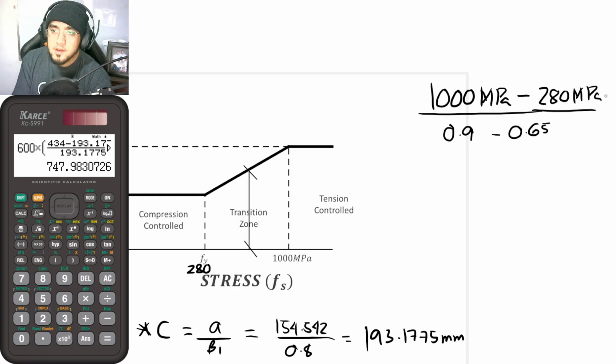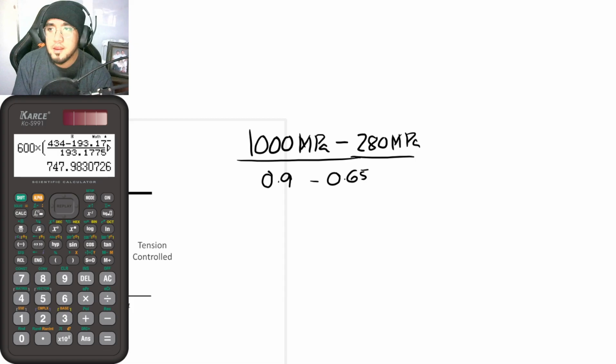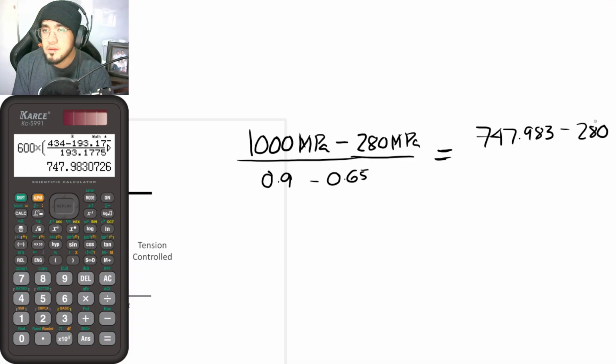So 1,000 minus 280 divided by 0.9 minus 0.65. So these are partners and these are also partners. Then you would now be equating this to 747.983 minus 280. So you can now write your Fs here, or Ft. What is the partner of 747.983 in this case?